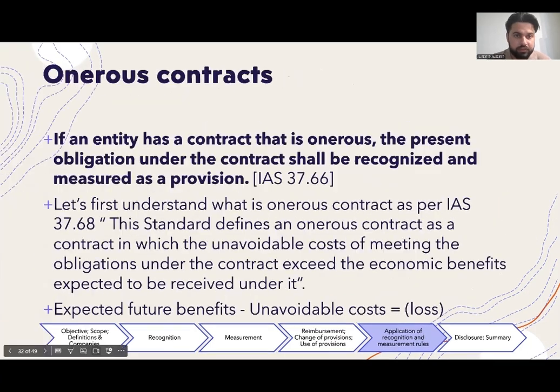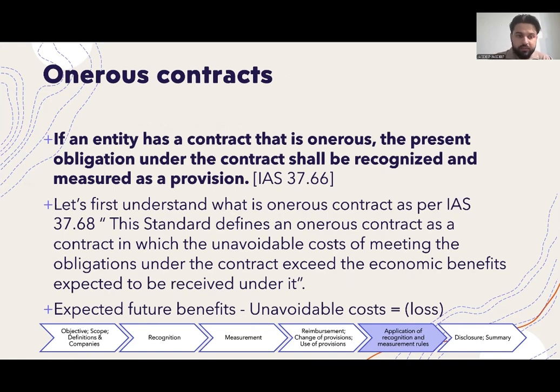Next up is onerous contract. As per IAS 37.66, if an entity has a contract that is onerous, the present obligation under the contract shall be recognized and measured as a provision. So let's first understand what is an onerous contract.